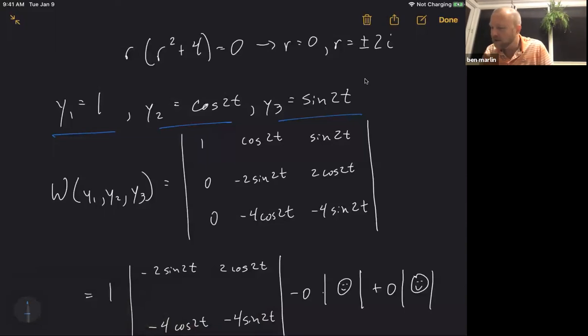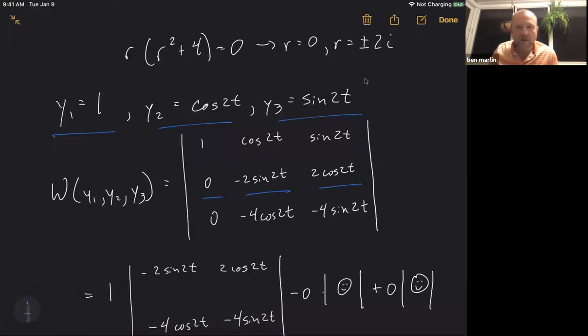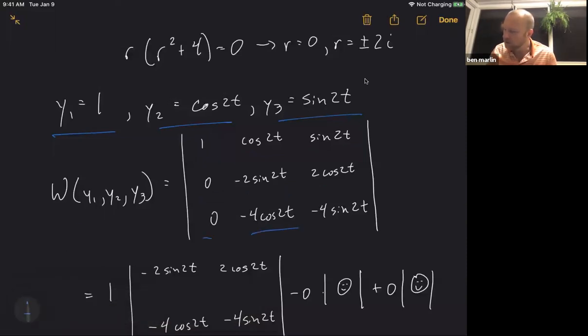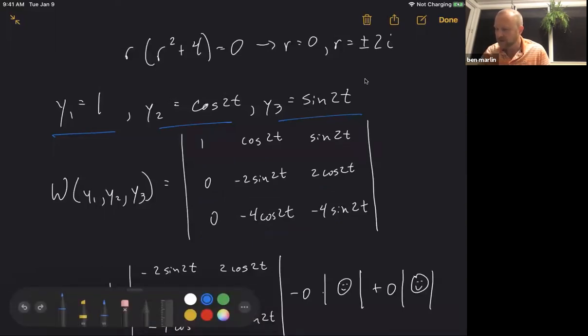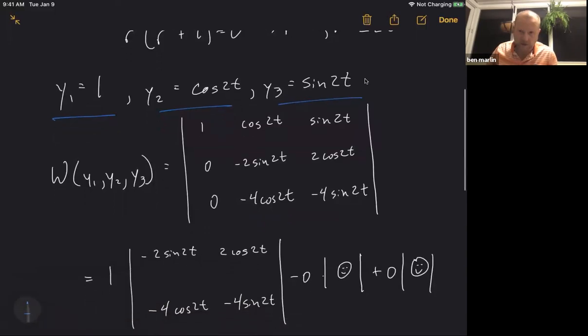You write the solutions across the top row of a matrix, and then across the next row of the matrix, you take the derivatives of those. And then across the bottom row, you take the derivative of that. However many you need to take in order to make a square matrix out of it, you take that many derivatives, okay? So the thing that we're going to be doing is taking the determinant.